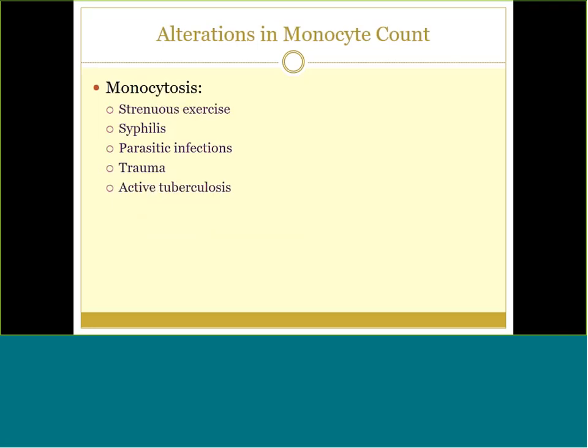All right, monocytosis, so increased monocyte count. Different things here. Again, monocytes do have phagocytic activity, just kind of similar to neutrophils. So you do see them with different infections, bacterial, like syphilis is a bacterial infection, parasitic infections, tuberculosis, another bacterial infection. So things of that nature.